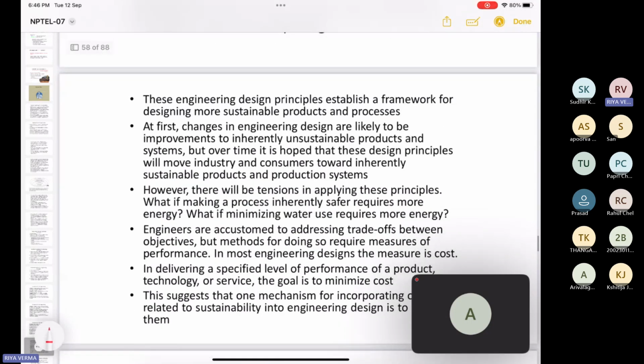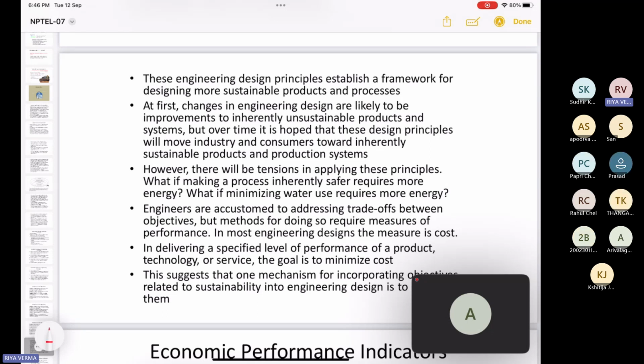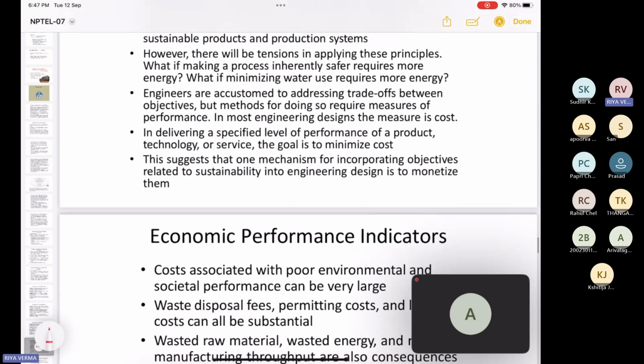So these engineering design principles establish a framework for designing more sustainable products and processes. And at first, the changes in the engineering design are likely to be improvements to inherently unsustainable products and systems. I think this you can read on your own. There's no point in reading this.